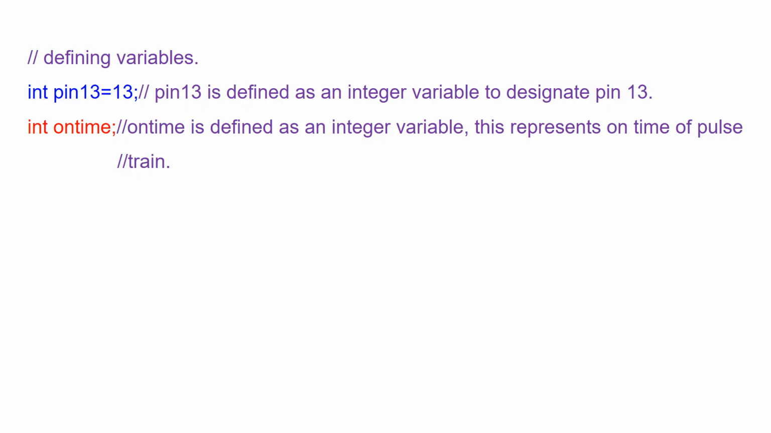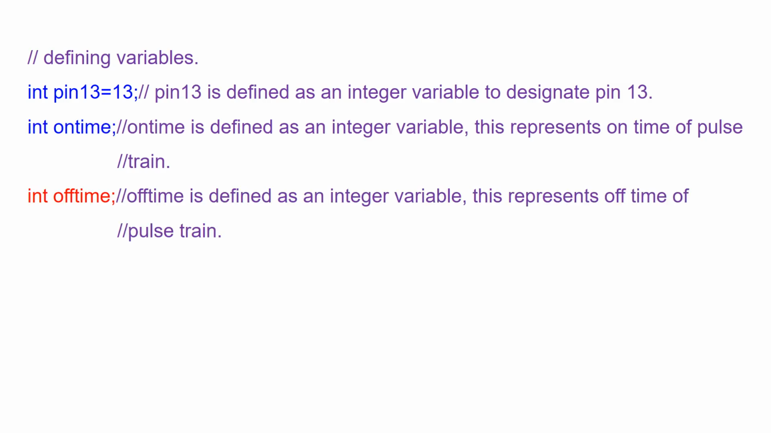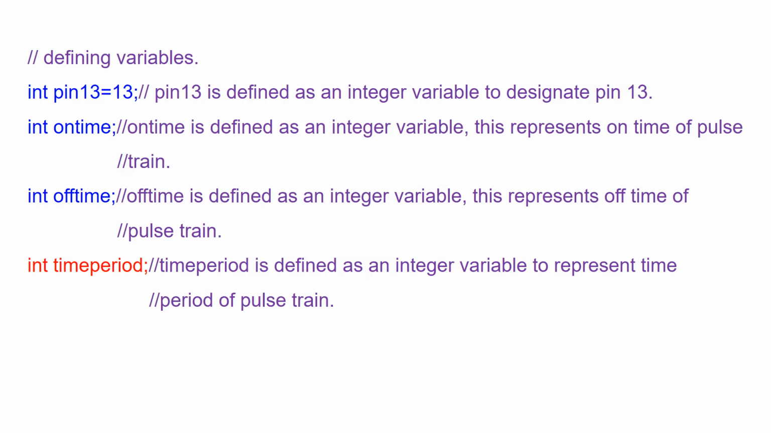int on time semicolon. On time is defined as an integer variable. This represents on time of the pulse train. int off time semicolon. Off time is defined as an integer variable. This represents off time of the pulse train. int time period semicolon. Time period is defined as an integer variable to represent time period of the pulse train.